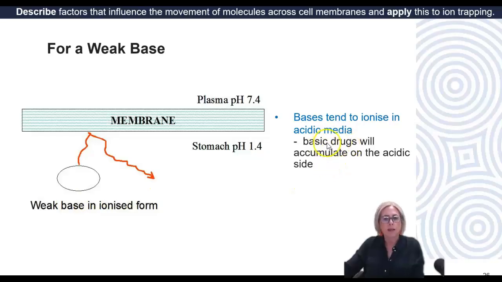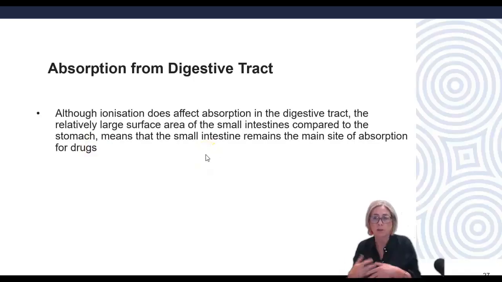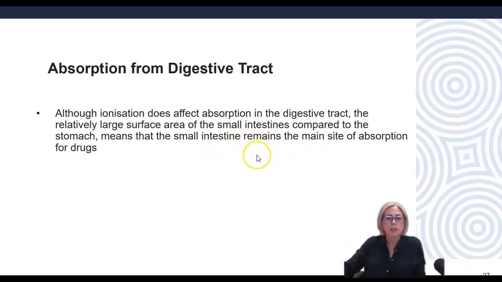So therefore the basic drugs will accumulate on the acidic side. What you have to think about right now is that although ionization does affect absorption in the digestive tract, the relatively large surface area of the small intestines compared to the stomach, and the fact that food doesn't tend to hang around for long in the stomach, means that the small intestine remains the main site of absorption for drugs.